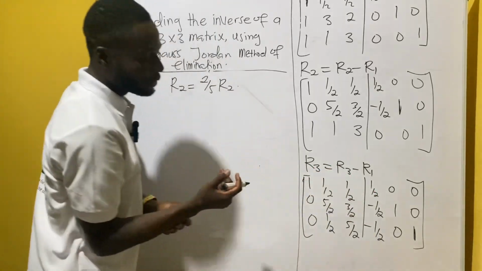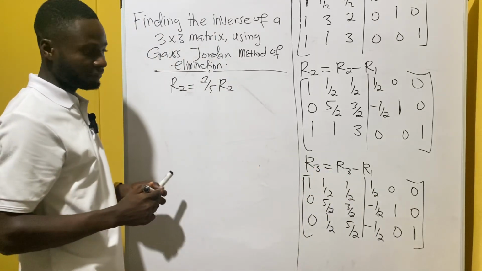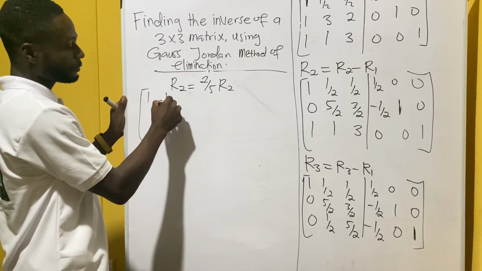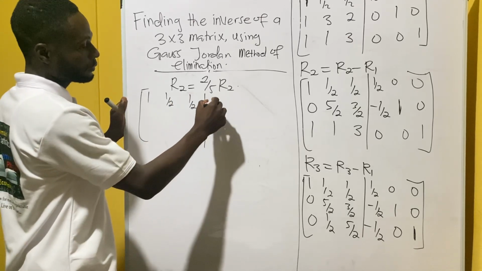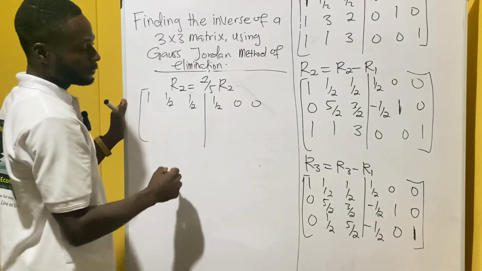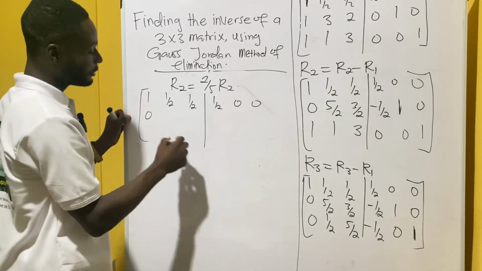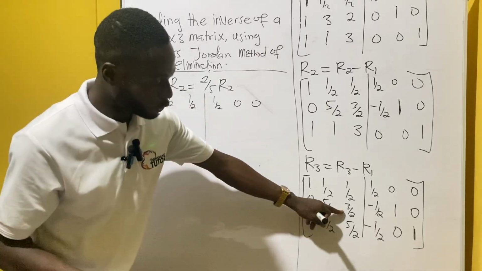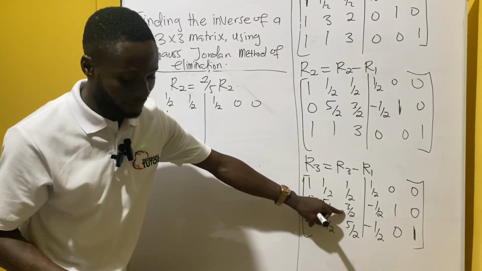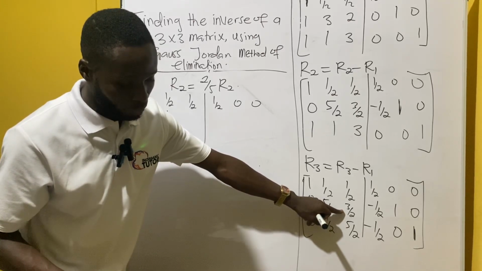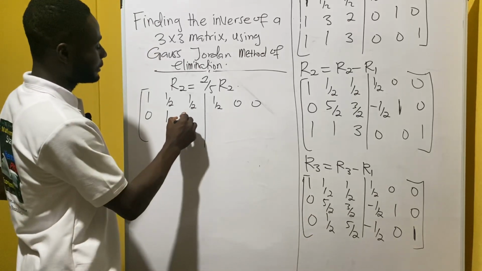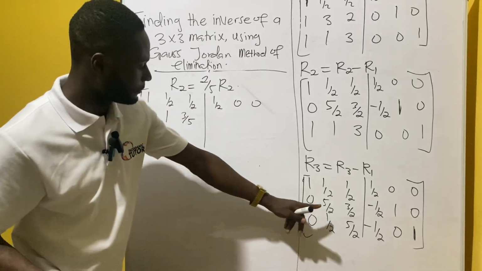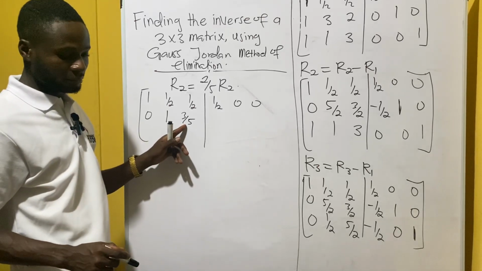should be equal to 2 on 5 row 2. So we multiply row 2 by 2 on 5, and then we are going to have, let's maintain the first row, right here. So when we do that here, we're going to have 1, then 2 on 5 times 3 on 2, right? And that is 3 on 5.